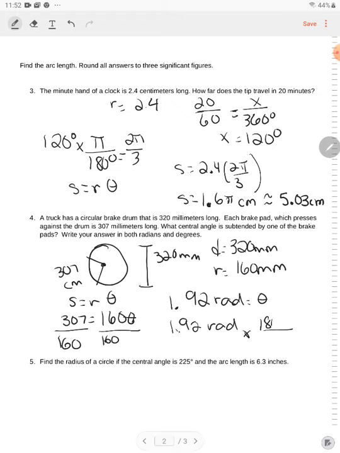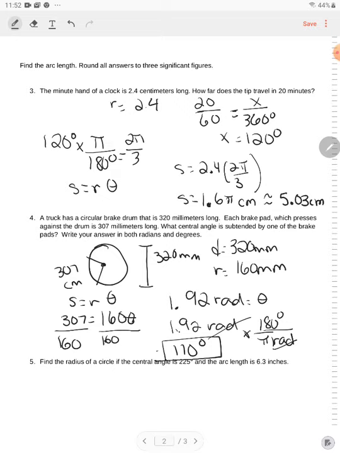180 degrees is pi radians. Notice the units radians cancel. So we're going to do 1.92 times 180 and divide by pi. We have 110.00 degrees. So it's 110 degrees.